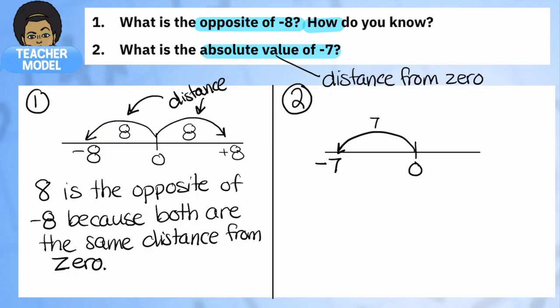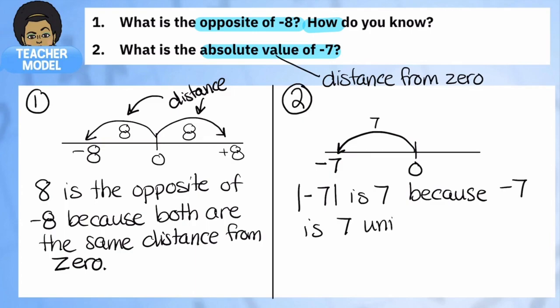So I'm going to put that in. I'm going to use my symbol. The absolute value of -7 is 7, because -7 is 7 units to the left of 0. And there we go. We have the first two. Let's hit pause and add this into our notes.